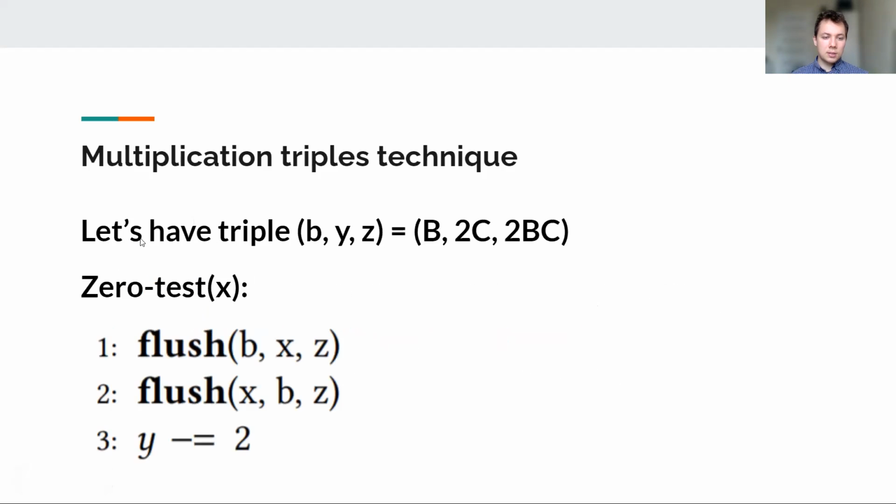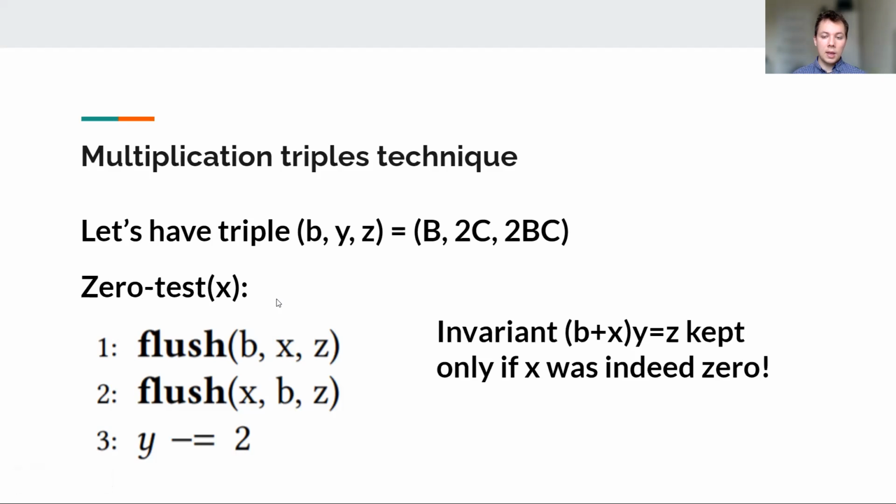So let's have a triple. So we have such a triple, and we want to test x for 0, we will be doing something like this. Flashing B to X, then flashing X back to B, and decrementing y to t.